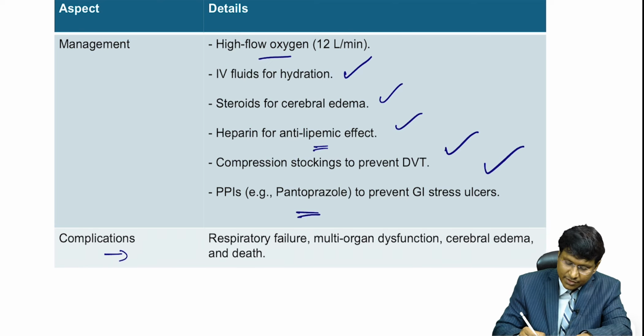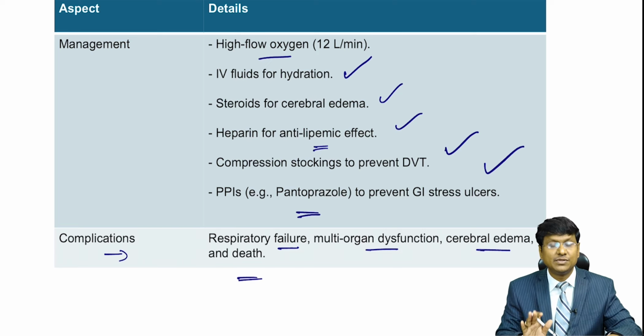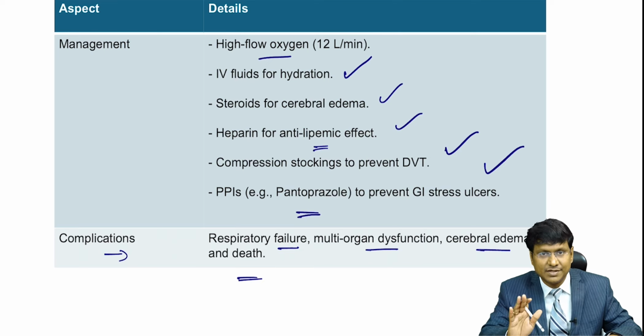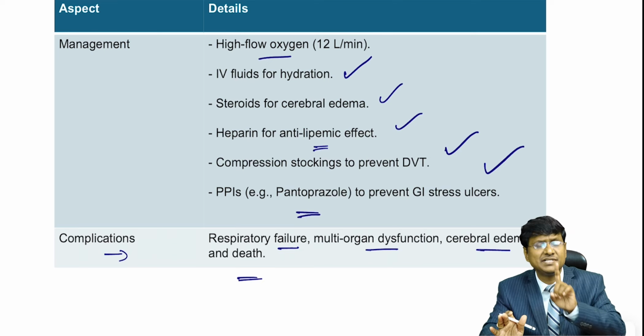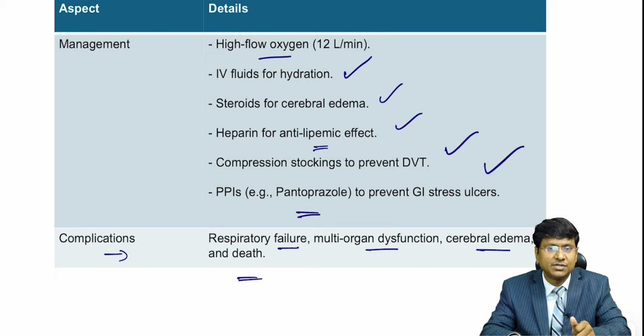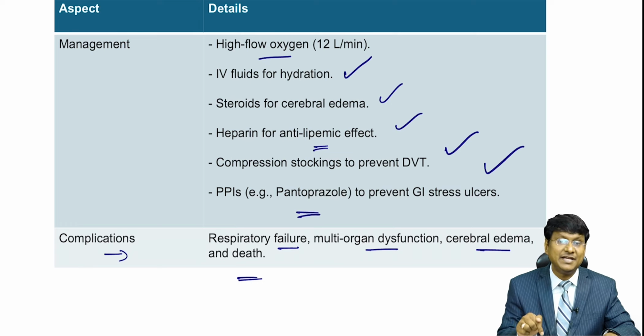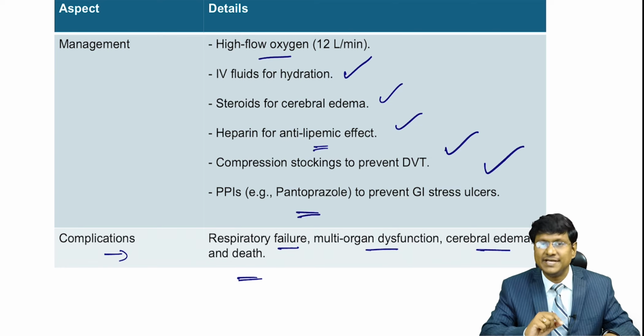And the complications include respiratory failure, multi-organ dysfunction, cerebral edema, as well as the death of the individual. So these will be the features of fat embolism syndrome. It's a systemic inflammatory response to the presence of droplets of fat in the circulation. Polytrauma is the most common cause, and it is mainly the free fatty acids released into the circulation that will damage the capillary endothelium, and there is also CNS involvement.